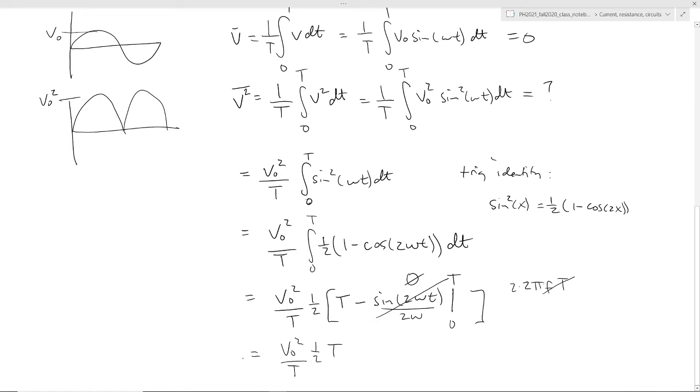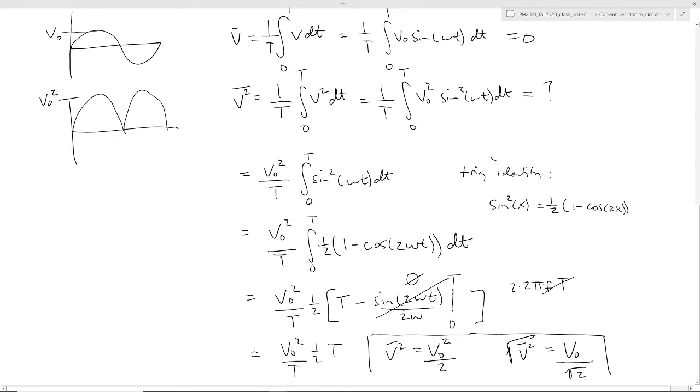And in other words, the average of v squared is v naught squared over 2. And as a result, the root mean squared, the RMS voltage would be v naught over root 2. Okay. So both of these pieces of information are pretty useful.